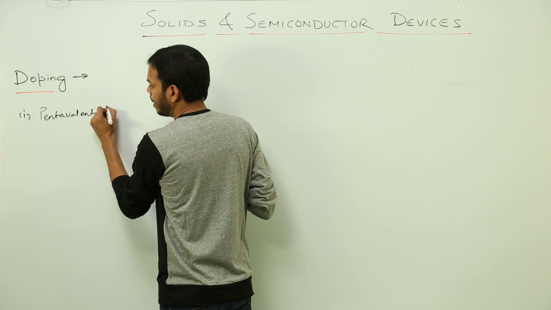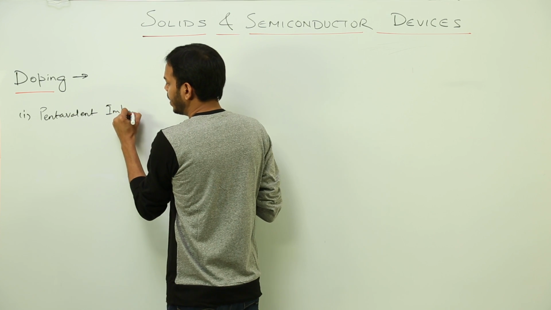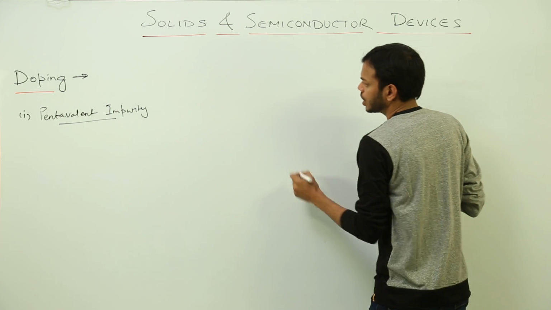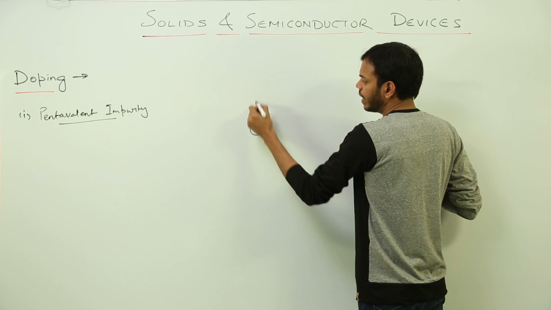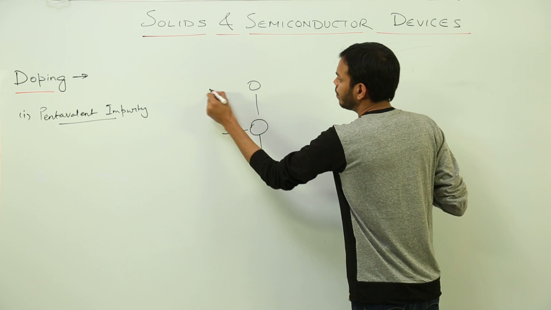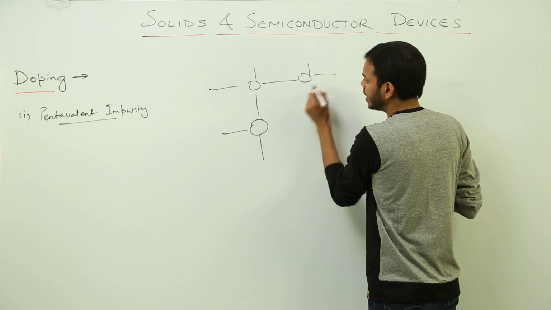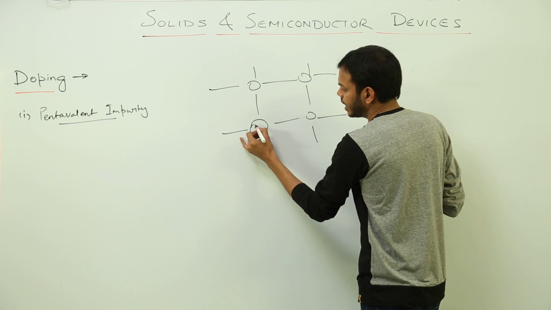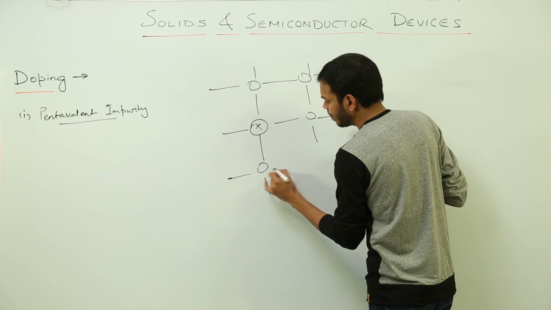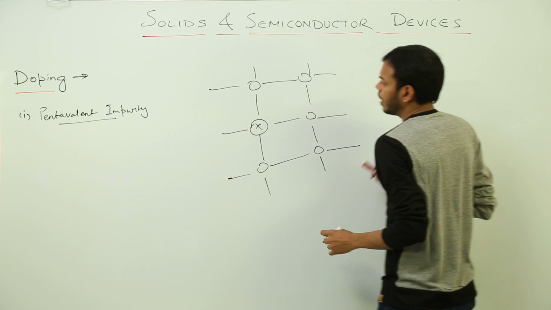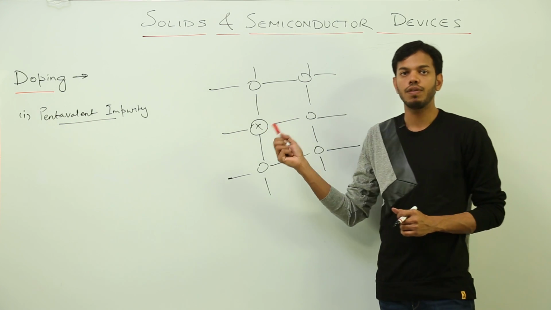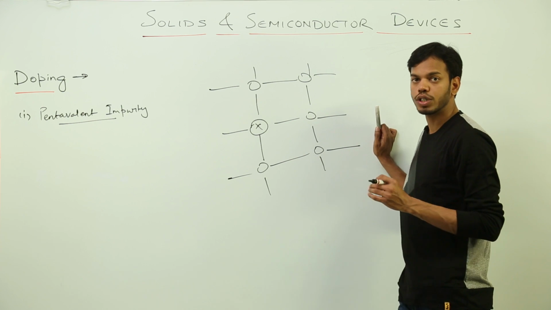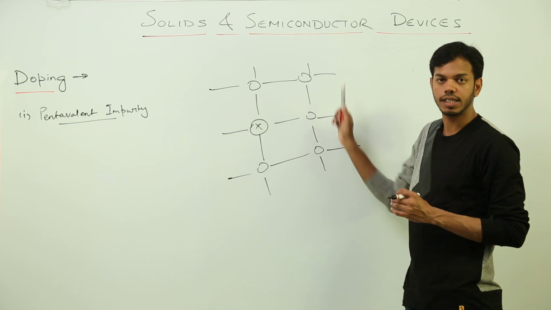pentavalent impurities. When these pentavalent impurity atoms are added, what will happen? Consider the same structure where we had silicon making 4 bonds with neighboring atoms. Now instead of silicon, consider this is an impurity atom. Now see what will happen. One impurity atom, which is pentavalent, is going to have 5 electrons, out of which 4 electrons have constituted their bonds with the other silicon atoms.